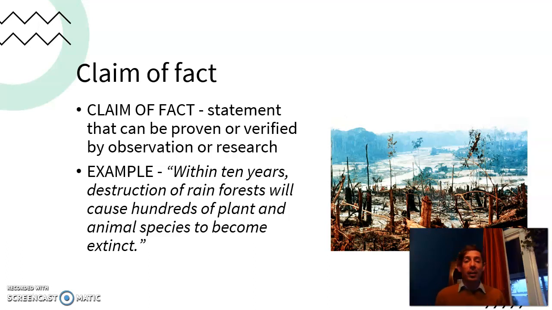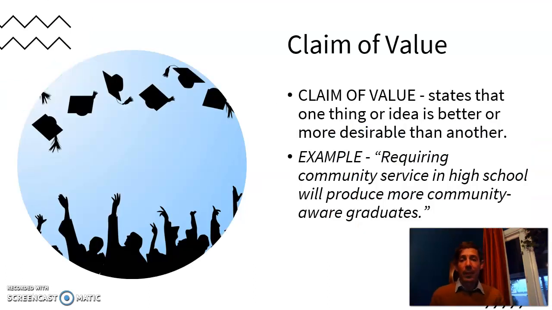The example we have here, which this picture illustrates: within 10 years, destruction of the rainforest will cause hundreds of plant and animal species to become extinct. That's a claim of fact. You can look into it. You can verify it.